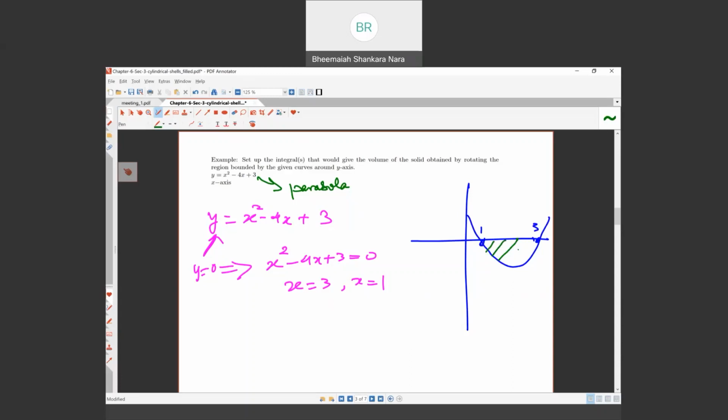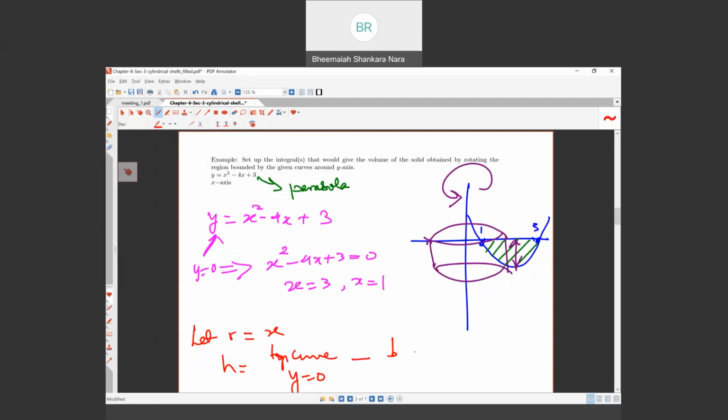So here is the height of the curve, and we'll be rotating the shaded region with respect to this height. The rotation is with respect to the y-axis, and the geometrical figure formed looks like this, which is a cylinder again. So we write the variable r as x here, and h is the top curve, which is y equal to 0, minus the bottom curve, which is y equal to x squared minus 4x plus 3.